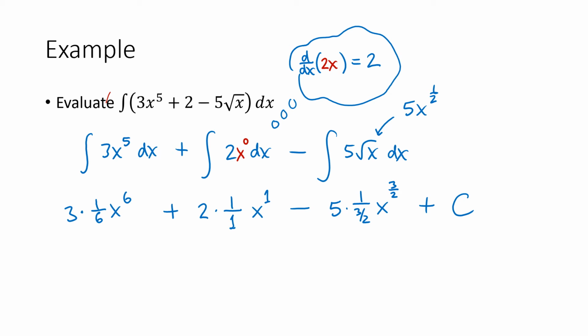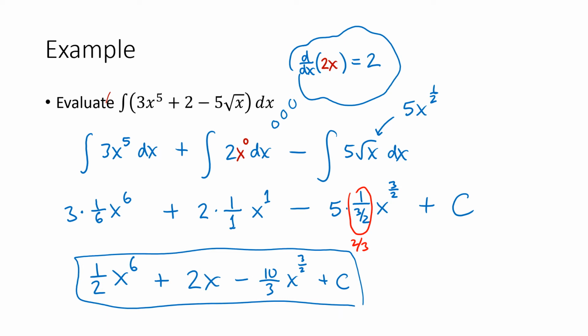And we could clean this up if we wanted to. 3 times 1/6, that's 1/2. 2 times x to the first, that's 2x. Dividing by 3/2 is the same as multiplying by 2/3. So this fraction right here, that's the same as 2/3. 5 times 2/3, that's going to be 10/3, x to the 3/2, and then plus c. So that would be my final antiderivative.